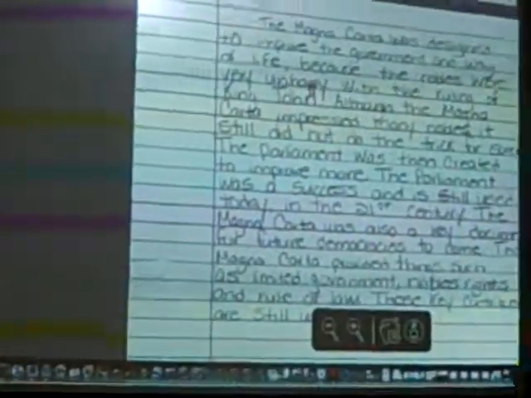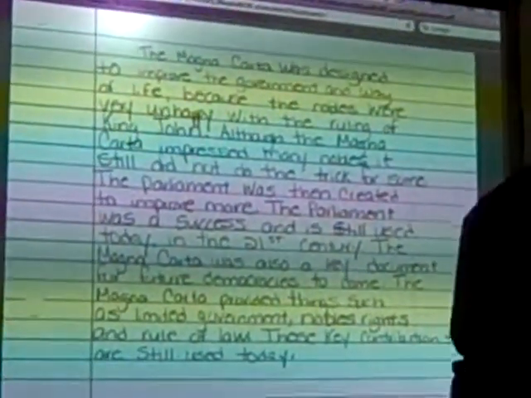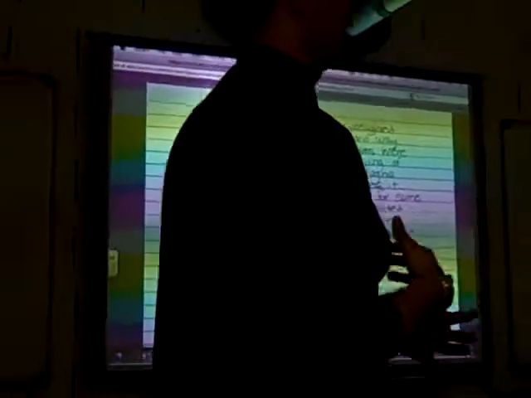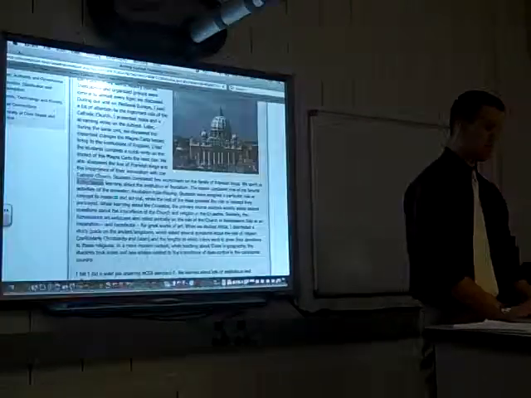At the beginning of one of the periods, when we were talking about the Middle Ages, I assigned a quick write for the kids to write about the Magna Carta and the importance of the Magna Carta still to us today, some of the changes that are lingering on and how it kind of influenced our government. So that's one example of a quick write that I gave for them.